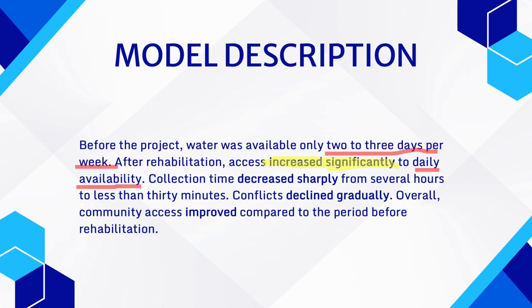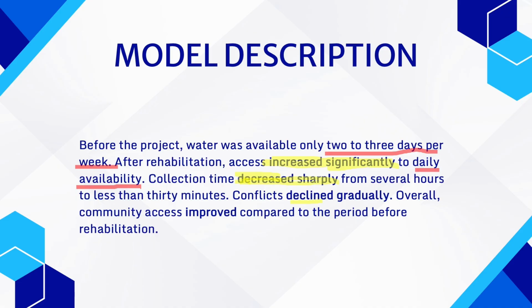Now, let's continue. Collection time decreased sharply from several hours to less than 30 minutes. So that means it went down quickly and significantly. So sharply means a change that's significant and fast. And in this case, it decreased significantly and quickly. Collection time decreased sharply.